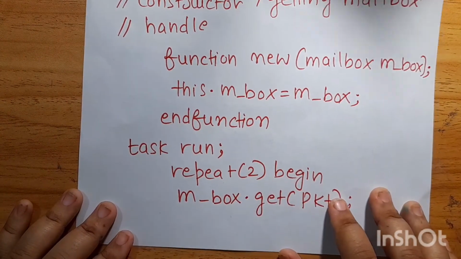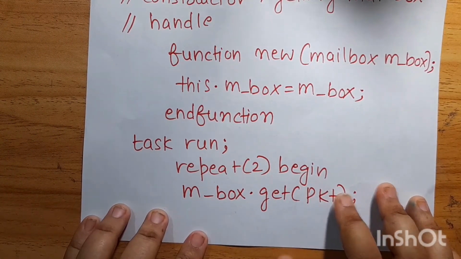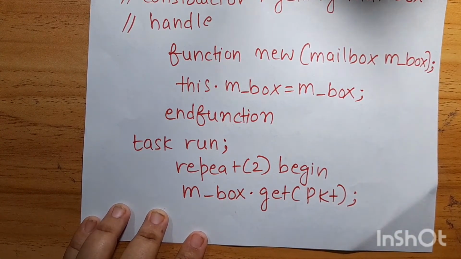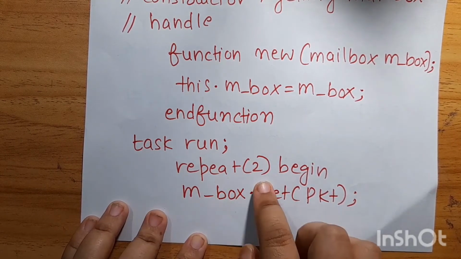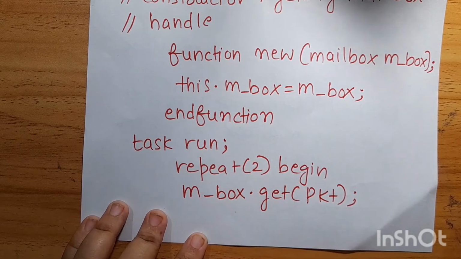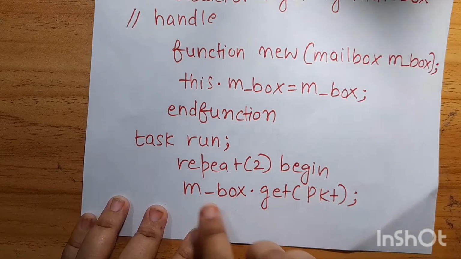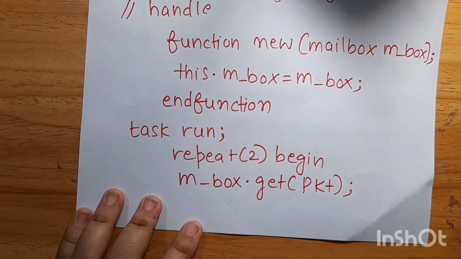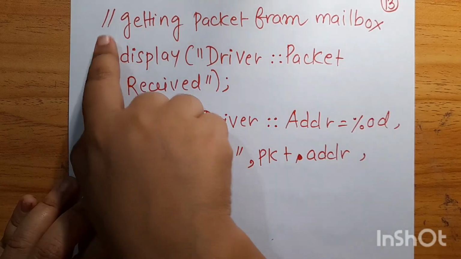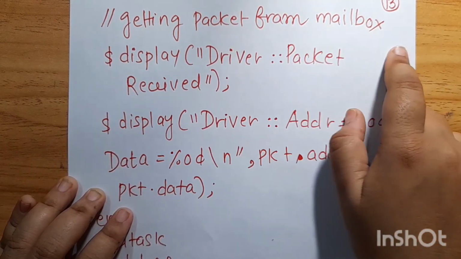Then similarly, like the generator class, I have a task run here also. So task run, repeat, very much similar to the generator class. Repeat begin, mbox.get(packet); semicolon. There it was mbox.put, here mbox.get(packet). Now here is the comment, getting packet from mailbox.